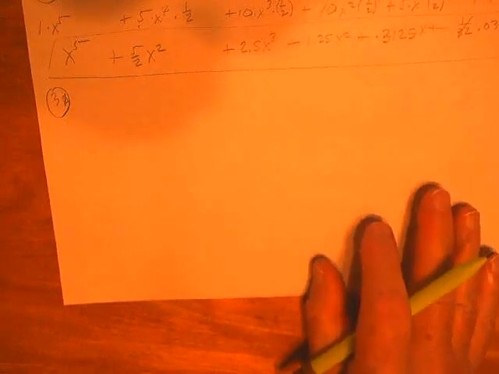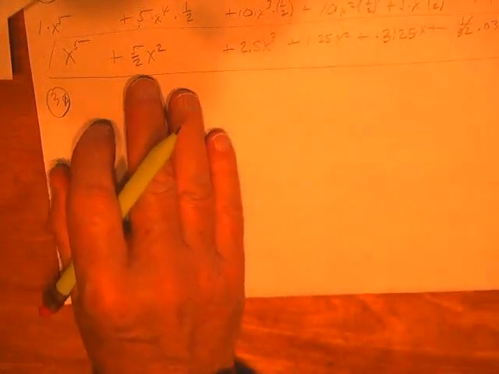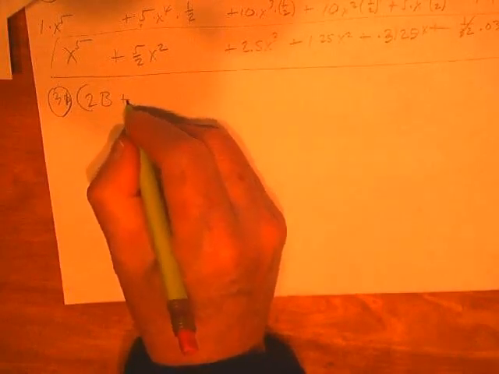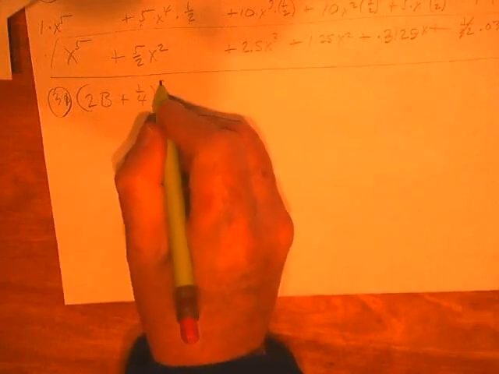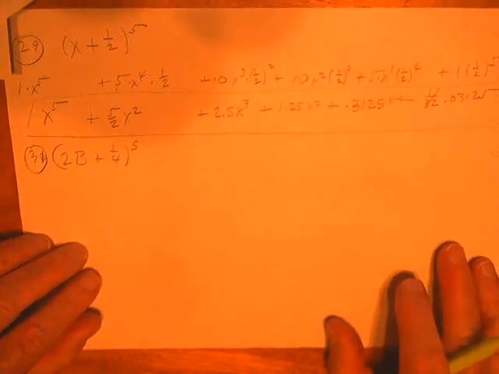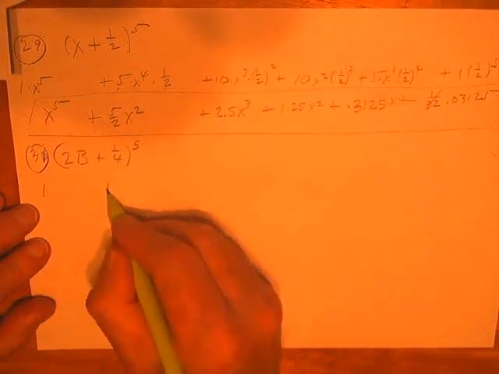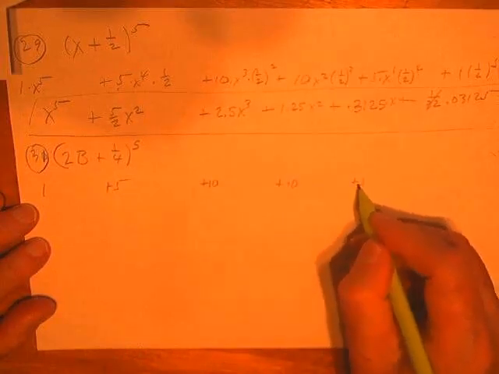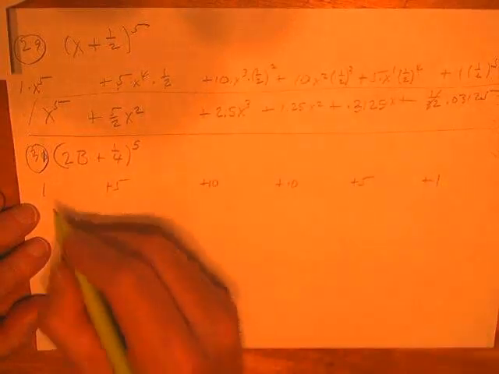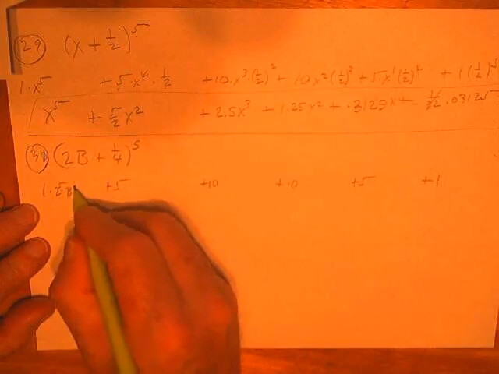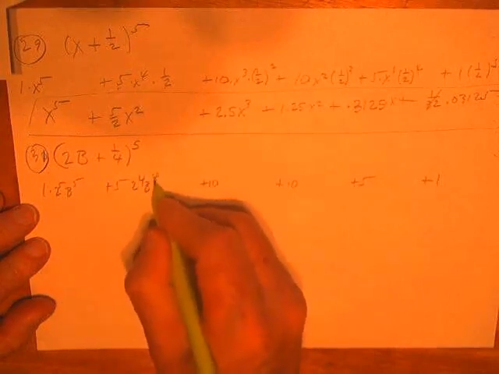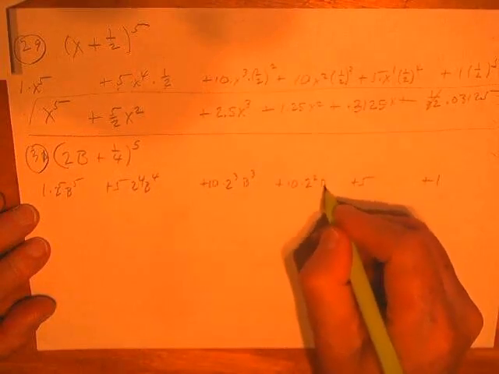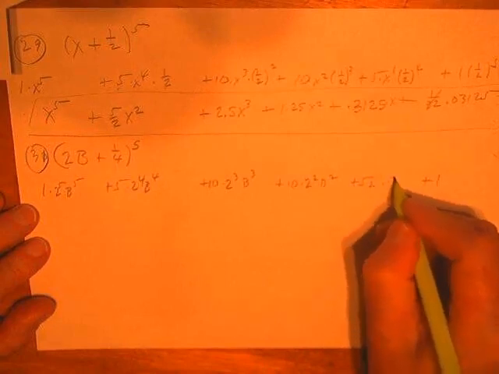Boy, they're being mean right here and giving us all these crazy ones to do. One more, 31: 2b plus a 4th, to the 5th power. Well, here we got the 5th power again. We just used it. 1, 5, 10, 10, 5, 1. Stair step the 2 and the b. 2 to the 5th, b to the 5th. 2 to the 4th, b to the 4th. 2 to the 3rd, b to the 3rd. 2 squared, b squared. 2 to the 1st, b to the 1st.